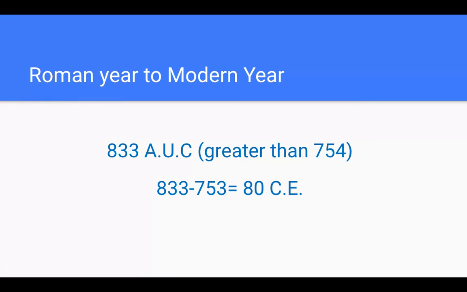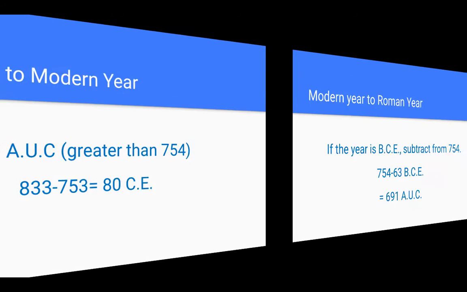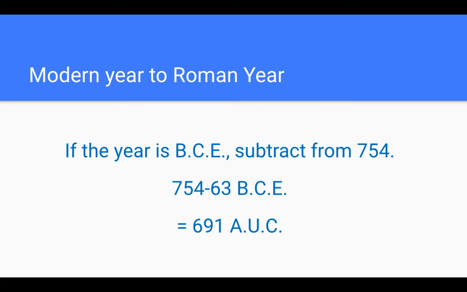Here's an example of that. 833 AUC is greater than 754. So 833 minus 753 gives you 80 CE. How about taking a modern year to a Roman year?